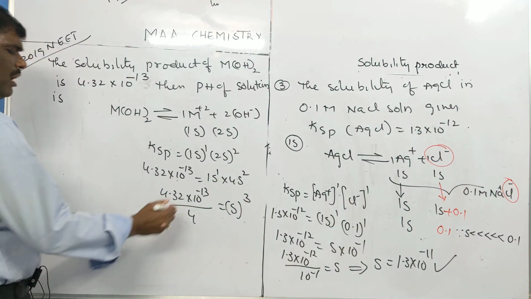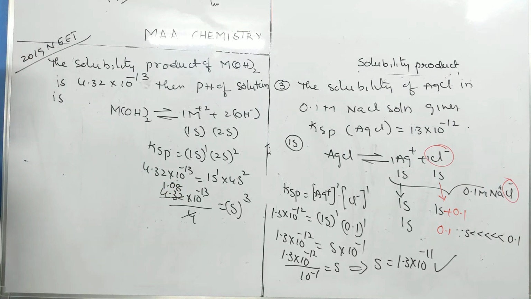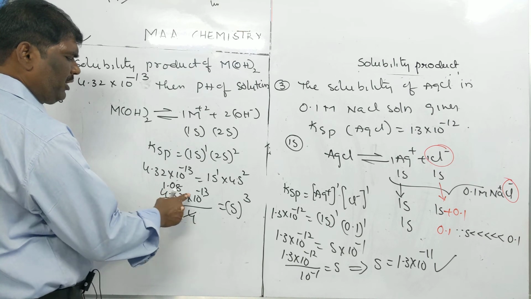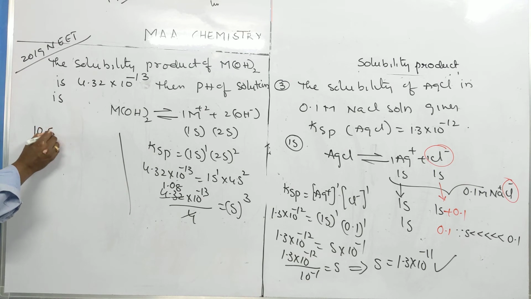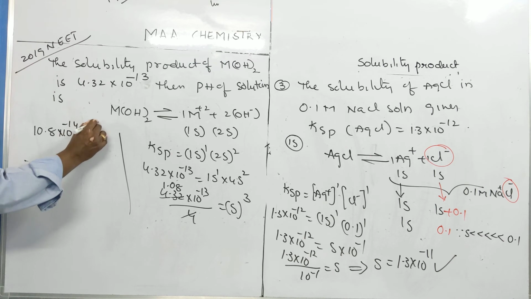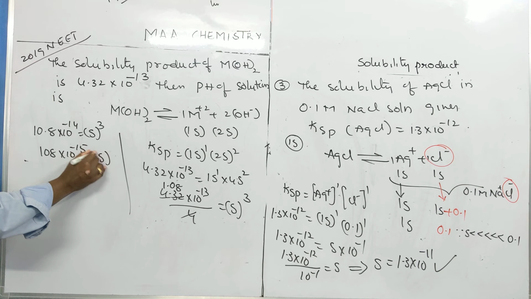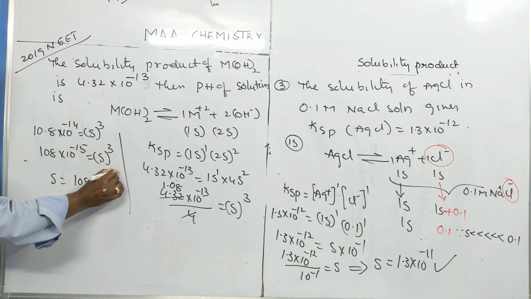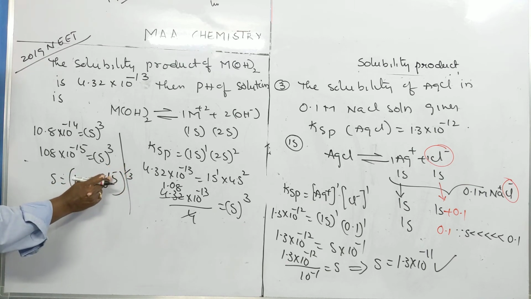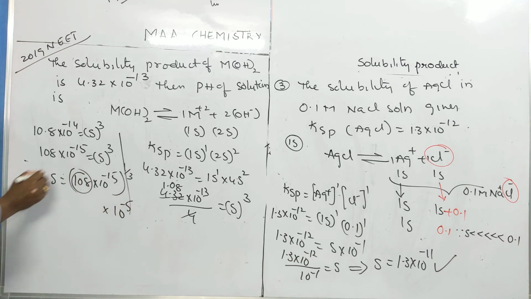On simplification we get 1.08 into 10 power minus 12 equal to this one. Now on simplification we get 10.8 into 10 power minus 14 equal to s power 3, or you take 108 into 10 power minus 15 equal to s power 3. Now s equal to what? 108 into 10 power minus 15 whole power 1 by 3. 10 power minus 15 into 1 by 3 means 10 power minus 5. We have to take the cube root of this one.